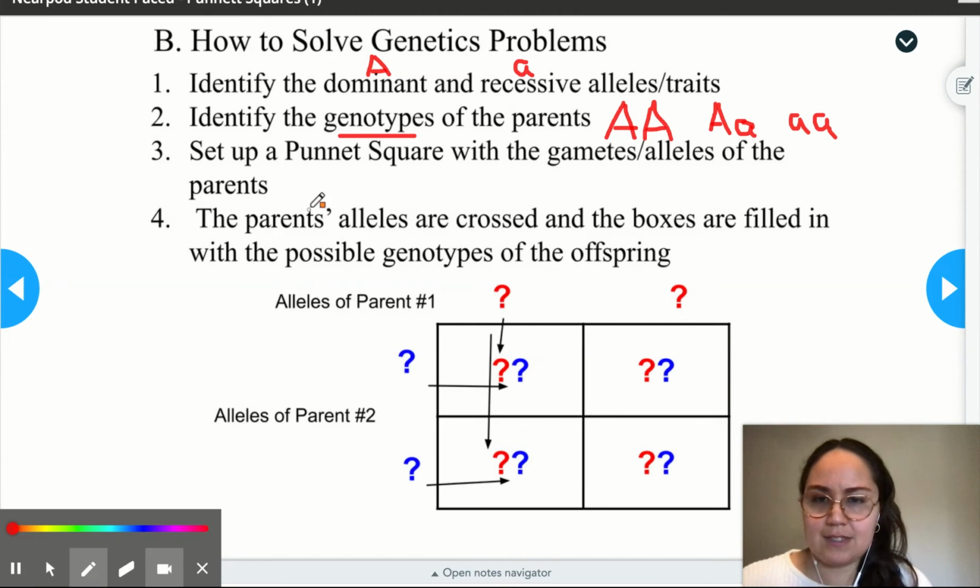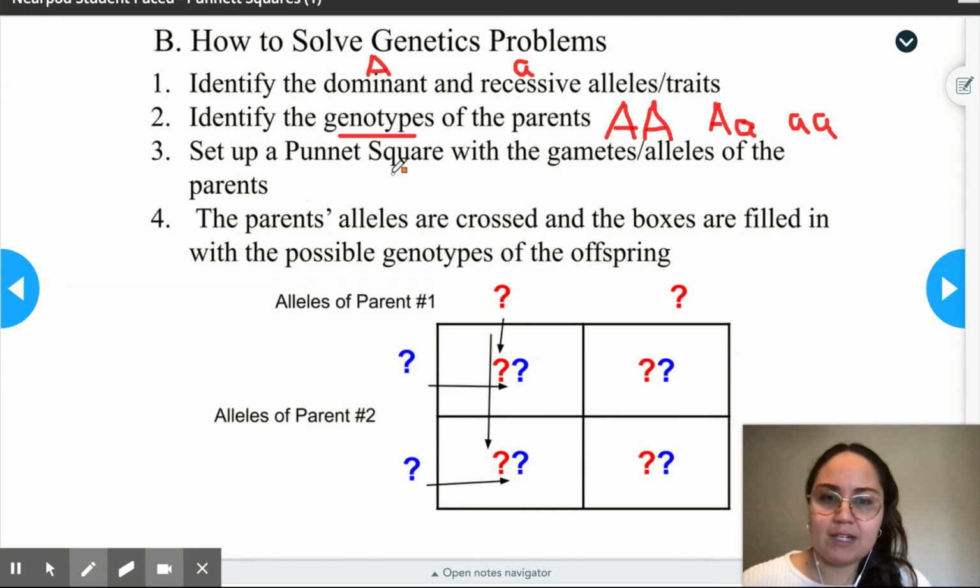All right, so next, you set up the Punnett square with the gametes or alleles of the parents. So first you had to figure out the genotypes. Parent number one could be this one, or this one. Parent number two could be this one, or this one. And you're going to take those alleles and you're just going to basically split them up.